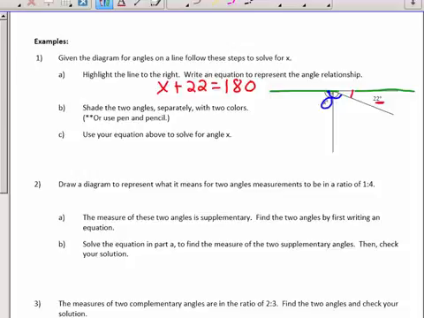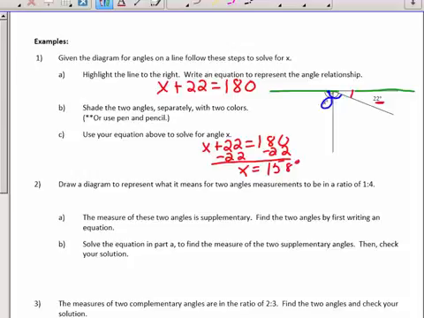Sorry about that. So now it tells me to use your equation above to solve for x. I'm just going to rewrite it so I have more room. Well, to get x by itself, I have to get rid of the 22. So I'm going to subtract 22 from both sides, which means x has to be 158 degrees.